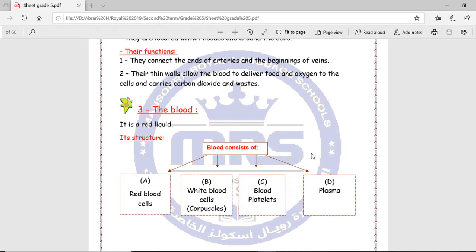If I told you to describe blood, what would you say? You would say that it's a red liquid, and that's true. The blood is a red liquid. But what you don't know is that the blood consists of four parts or four structures. The blood consists of a type of cells called red blood cells, another type of cells called white blood cells, blood platelets, and the last one, plasma.